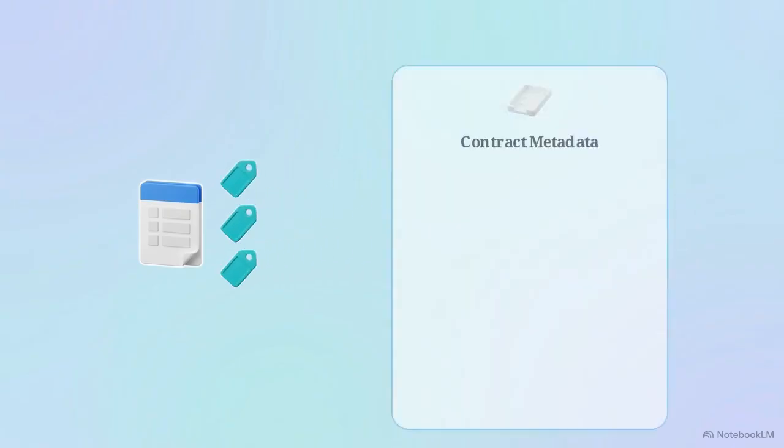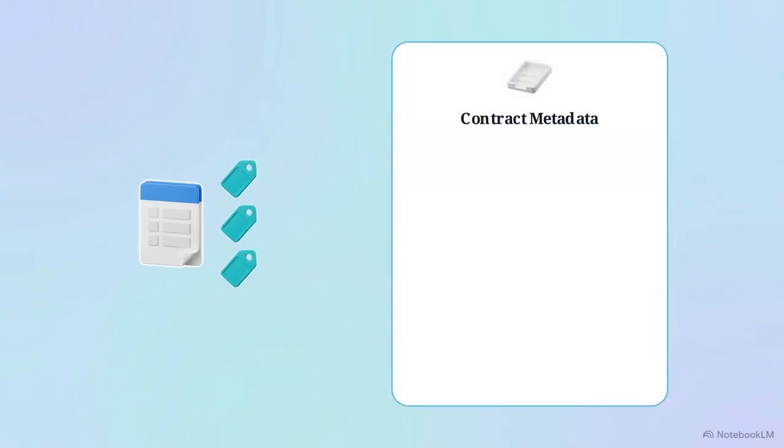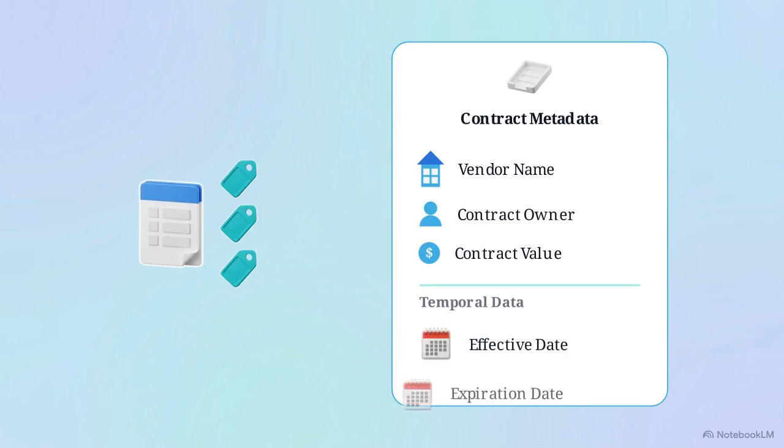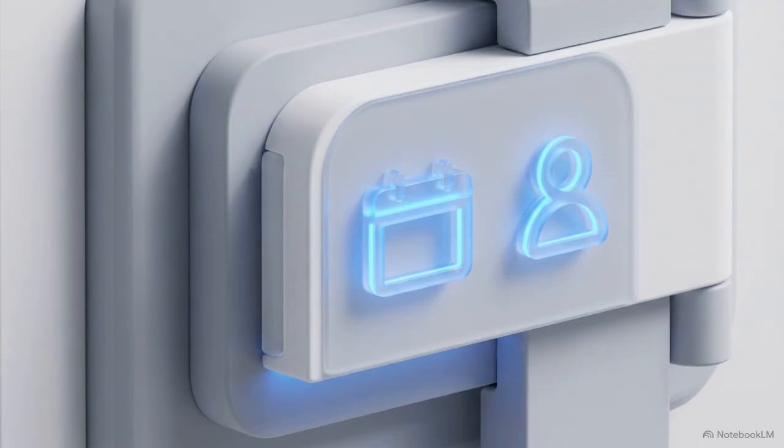In this context, metadata acts as the required structural variables, permanently mapped to the contract file at the exact moment of upload. First, we capture the primary entity data, the exact vendor name, the internal contract owner responsible for the relationship, and the total contract value. Next, we extract the critical temporal data that dictates the lifecycle clock, the effective date and the expiration date. Extracting and locking in the expiration date alongside a designated contract owner is the absolute bedrock of this architecture. Without these two variables, the system cannot know when to act or who to alert.